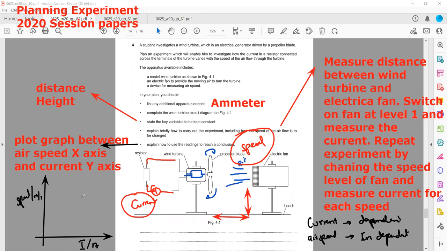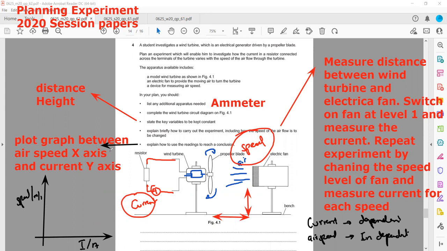But we don't have to sketch any shape here. We don't have to predict what will be the shape of the graph. We just have to plot a graph between air speed on the x-axis and current on the y-axis and see the trend. Maybe they are directly proportional, since if fan speed is higher, the turbine will rotate faster and produce more current. If they are directly proportional, it will be a straight line. But if they are inversely proportional, then the graph between them will be a curve.